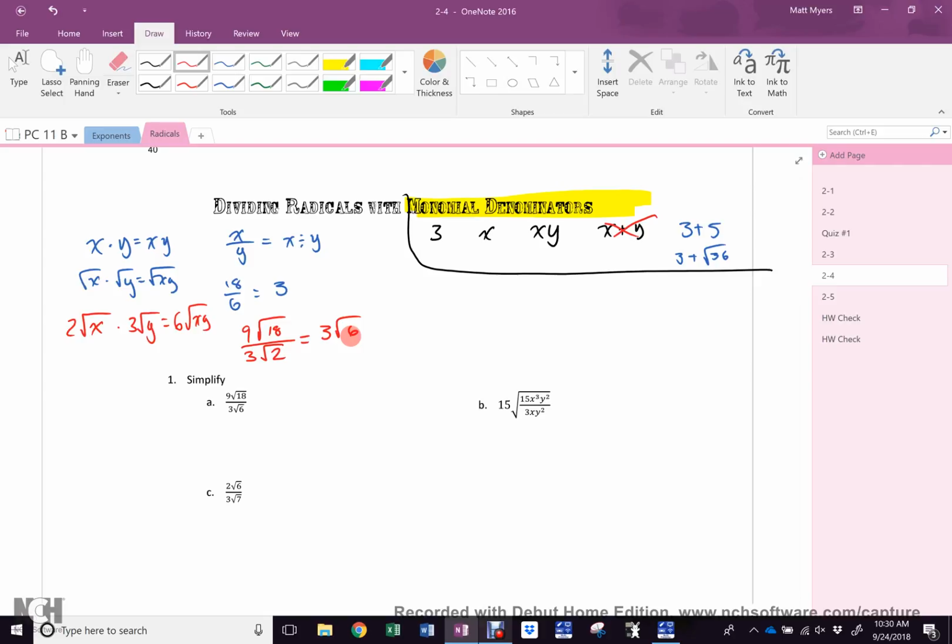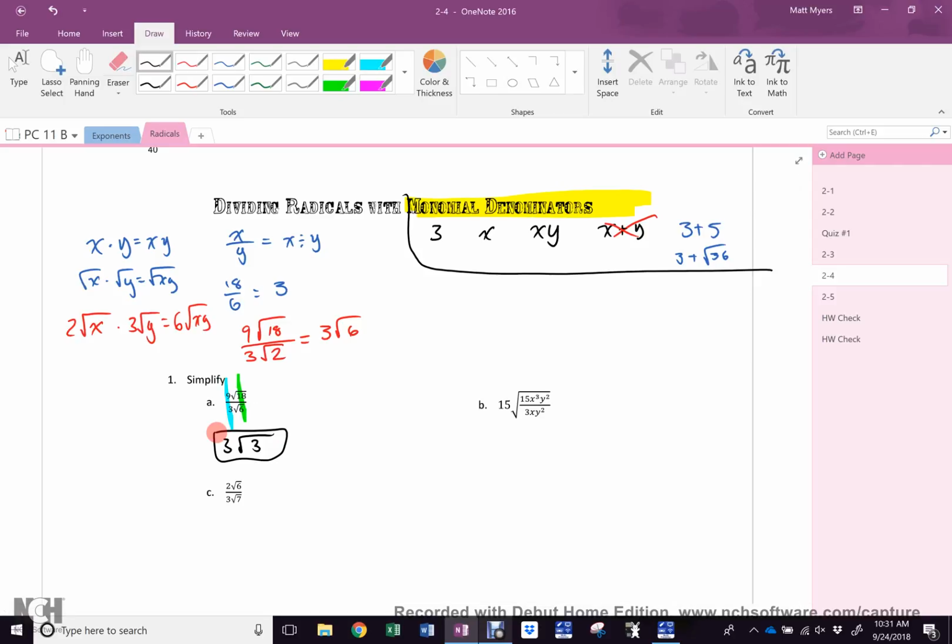Okay, so look what I just gave you. Almost the exact same question in A, yes? What do you do with the coefficients? Divide them to get what? 3. What do you do with the radicands, sorry? Divide them to get what? 3. And you are done. Easy peasy lemon squeezy, right?